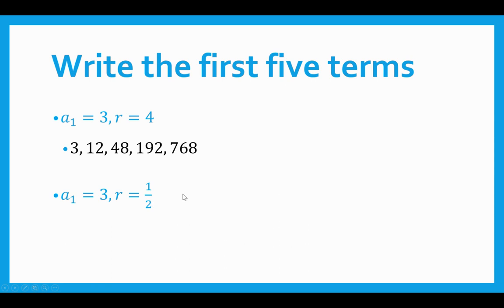However, we also need to be able to multiply by fractions. So if I have 3 as my starting number, I multiply 3 by a half, then I multiply 3 halves by a half, and I multiply 3/4 by a half, I multiply 3/8 by a half, etc. That's the first 5 terms. You'll have a couple problems like this. Please do show your work. Show how you're getting the solution.